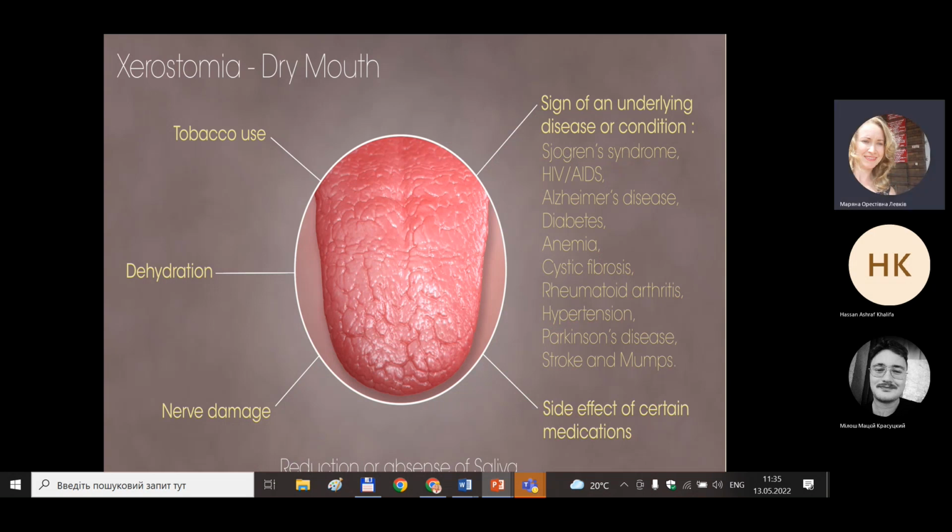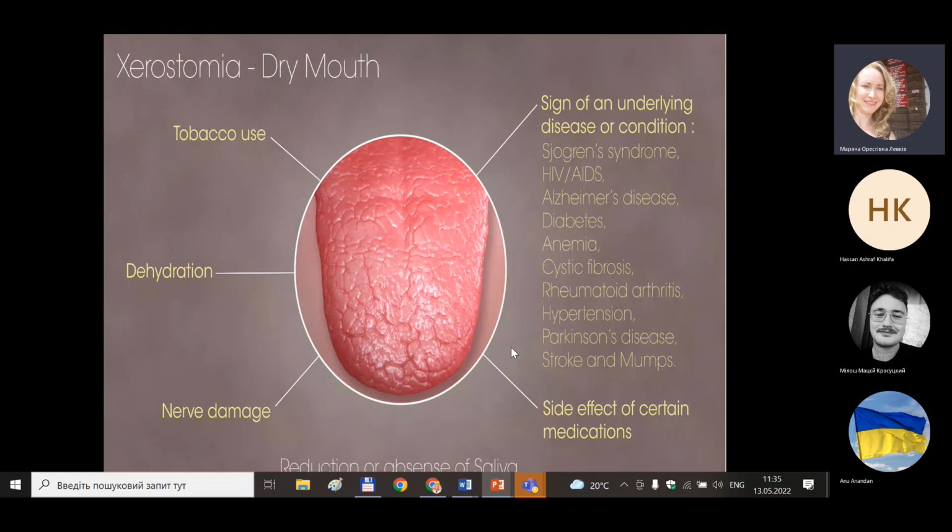So another symptom, xerostomia. Different reasons can be for xerostomia, and here they are described. But in our case, we talk about xerostomia due to cardiovascular disease, due to systemic disease. So it can be a sign of underlying disease or condition, but a few more reasons can be for xerostomia, including tobacco use, dehydration, nerve damage, side effect of certain medications, and that's what we are talking about right now, xerostomia as a result of underlying disease.